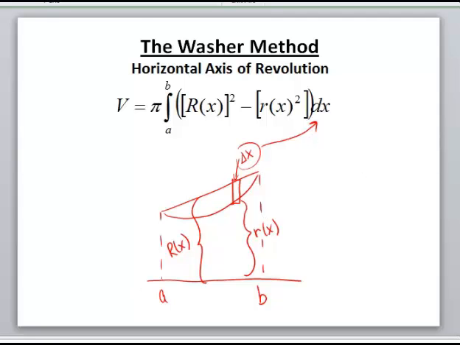If you look here, the way to calculate the radius is by looking at which function's on top, and drawing down to where you're revolving this, so about the x-axis. Your big R is the one that's farthest away, and your small r is the function that's closest to that x-axis. In the next video, I'll go through some of those examples.